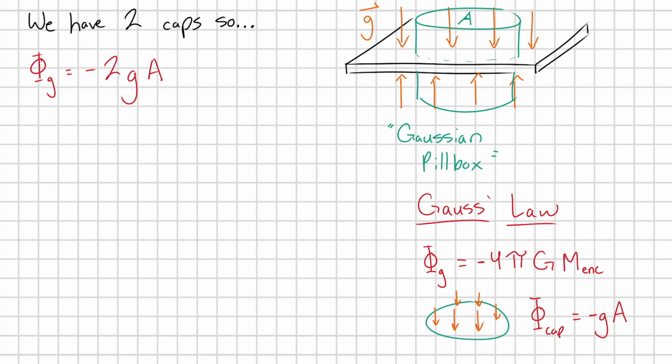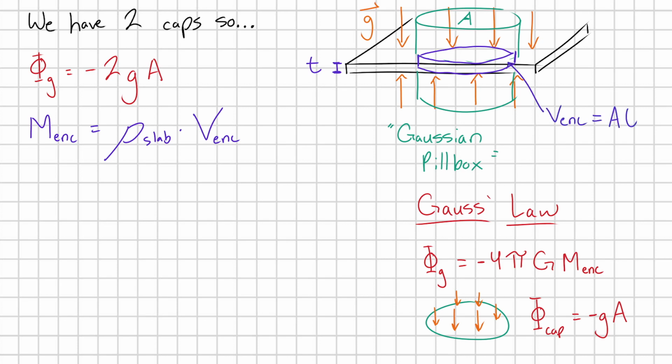Next, let's go ahead and determine the mass enclosed by our Gaussian pillbox. We can write out the mass enclosed by my Gaussian pillbox by taking the mass density of my slab times the volume of slab that's inside of the pillbox, right? And if I call the thickness of my slab T, then we can immediately see that the volume of this purple region of slab inside of my Gaussian pillbox is going to be equal to A times T.